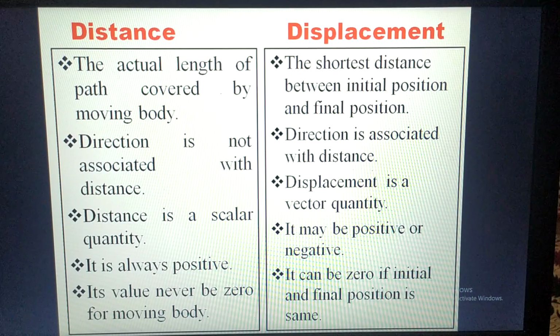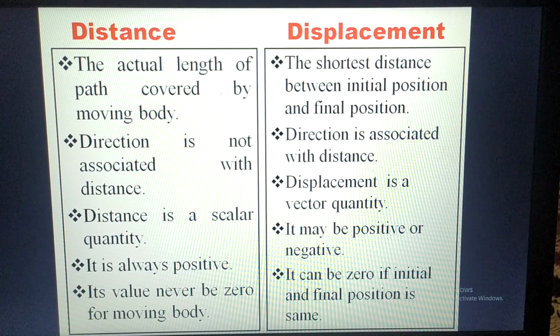Next, we'll differentiate between distance and displacement, or you can say there is a comparison of distance and displacement. The very first is, what is distance? It is the actual length of the path covered by a moving body. What is displacement? It is the shortest distance between the initial position and final position. Direction is not associated with distance, right? It means direction is not needed. In displacement, direction is associated with the distance.